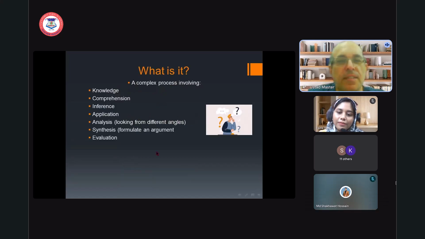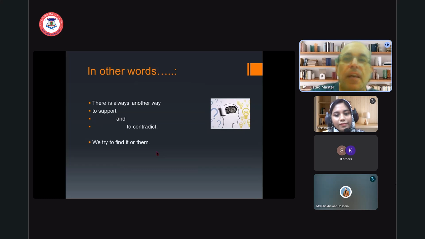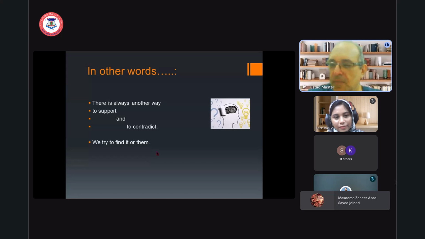First of all, what is this critical thinking? Okay, critical thinking is a complex process, involving the knowledge you have, your understanding of the text, inference, the application of the knowledge, analysis, which means looking from different angles, synthesis to formulate an argument, and then evaluation, which is the end product. In other words, critical thinking is the embodiment of the sentence: there is always another way, to support and contradict.